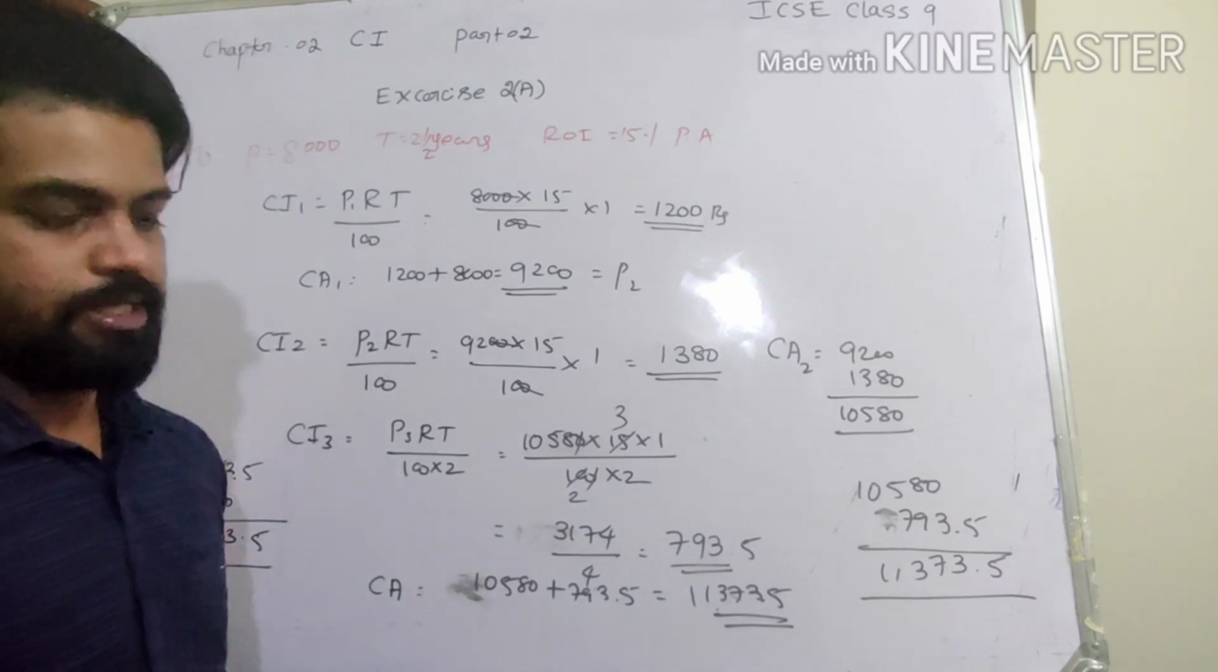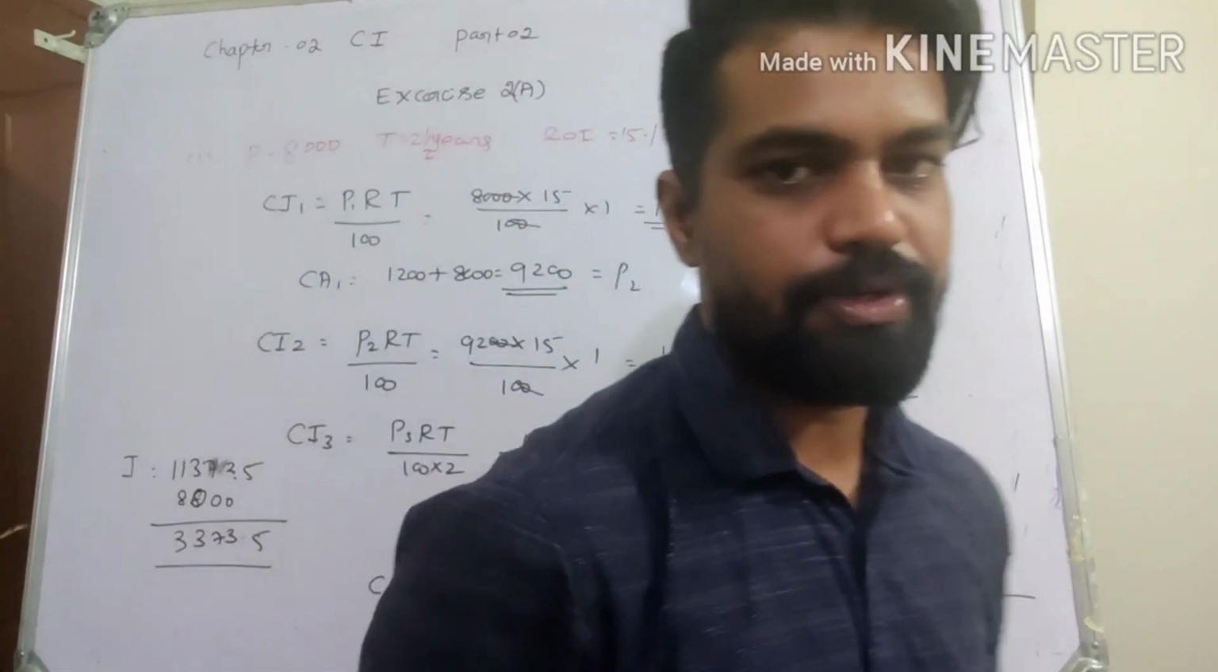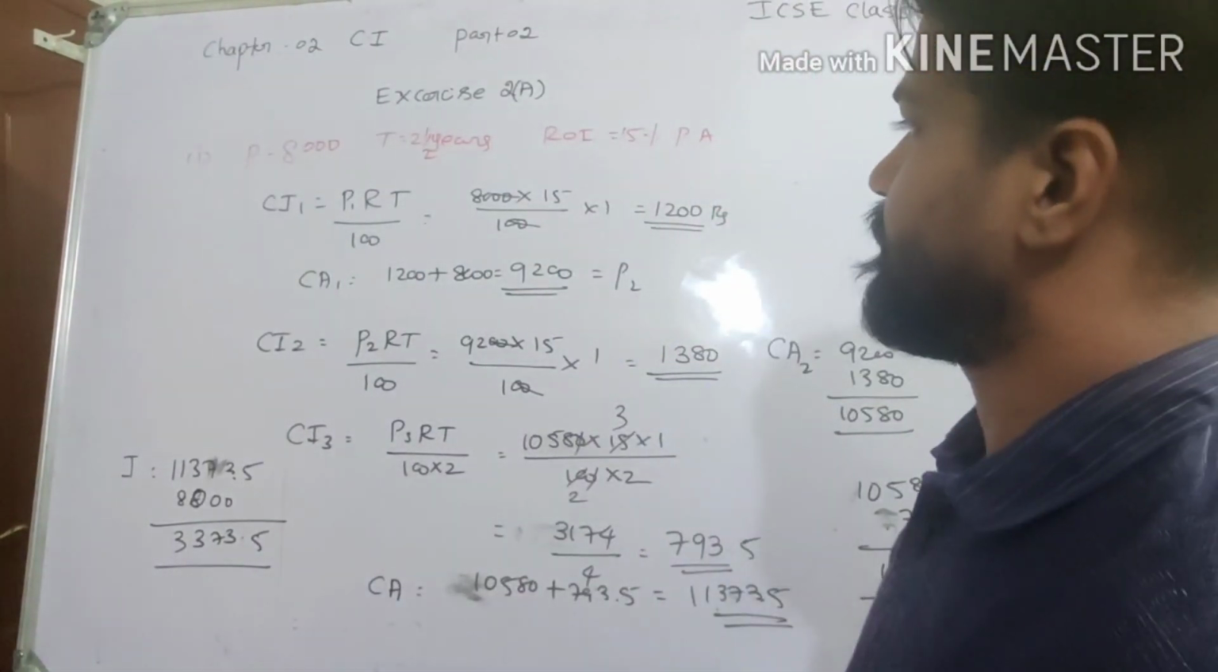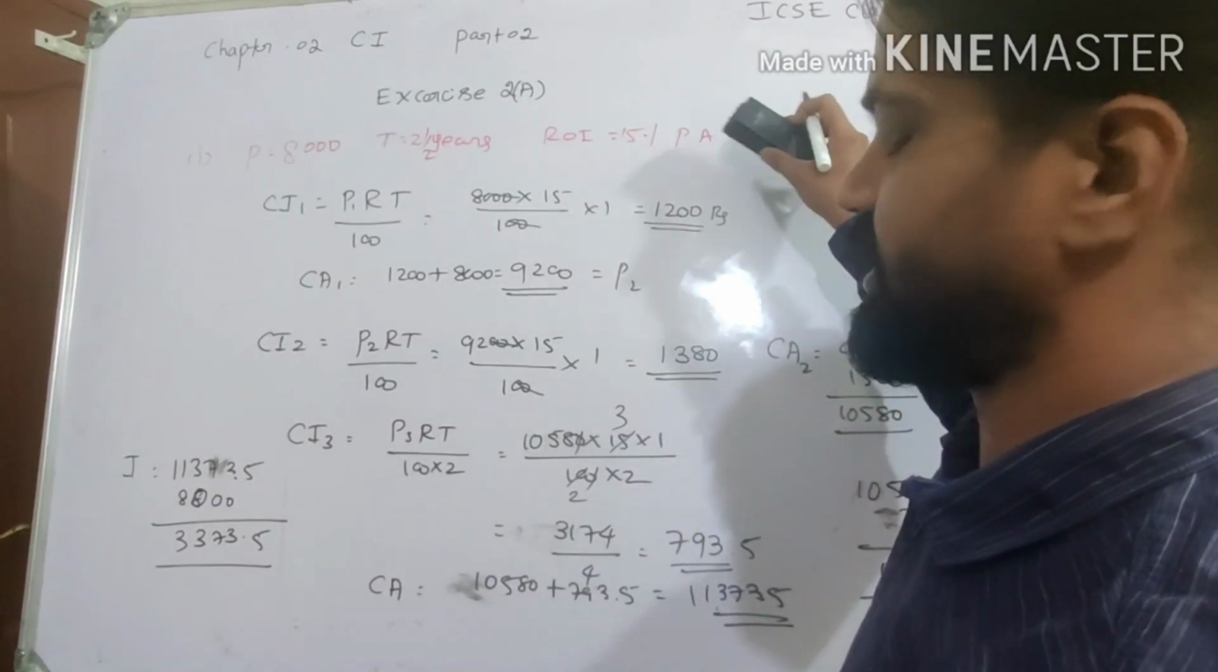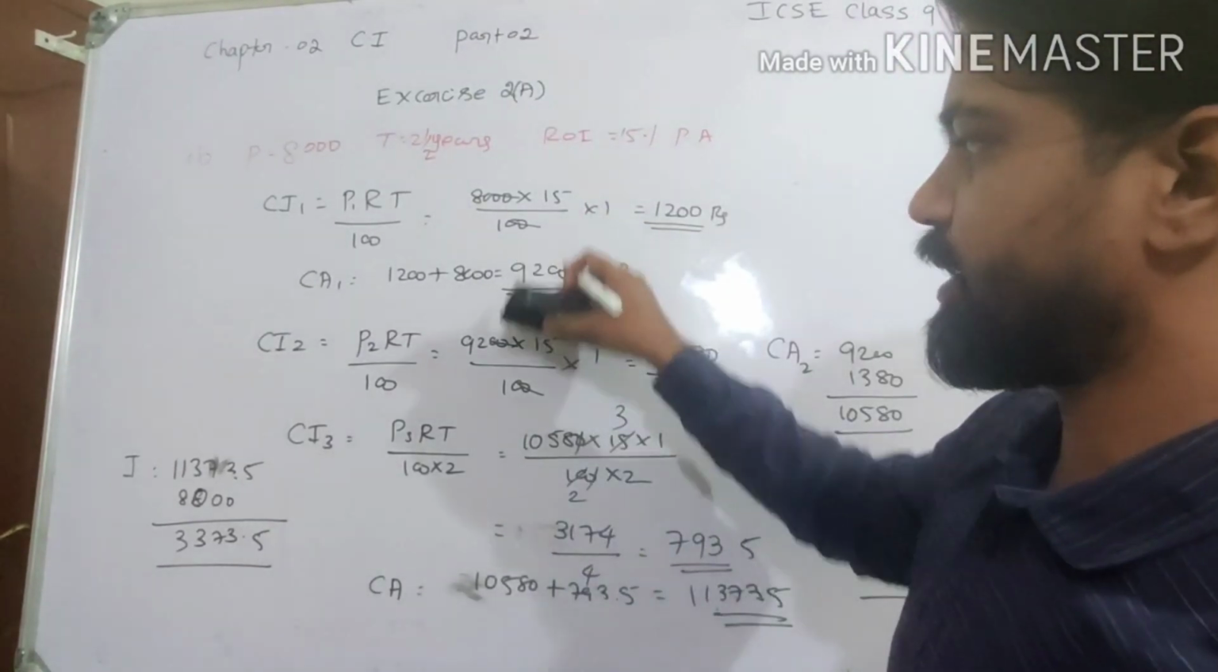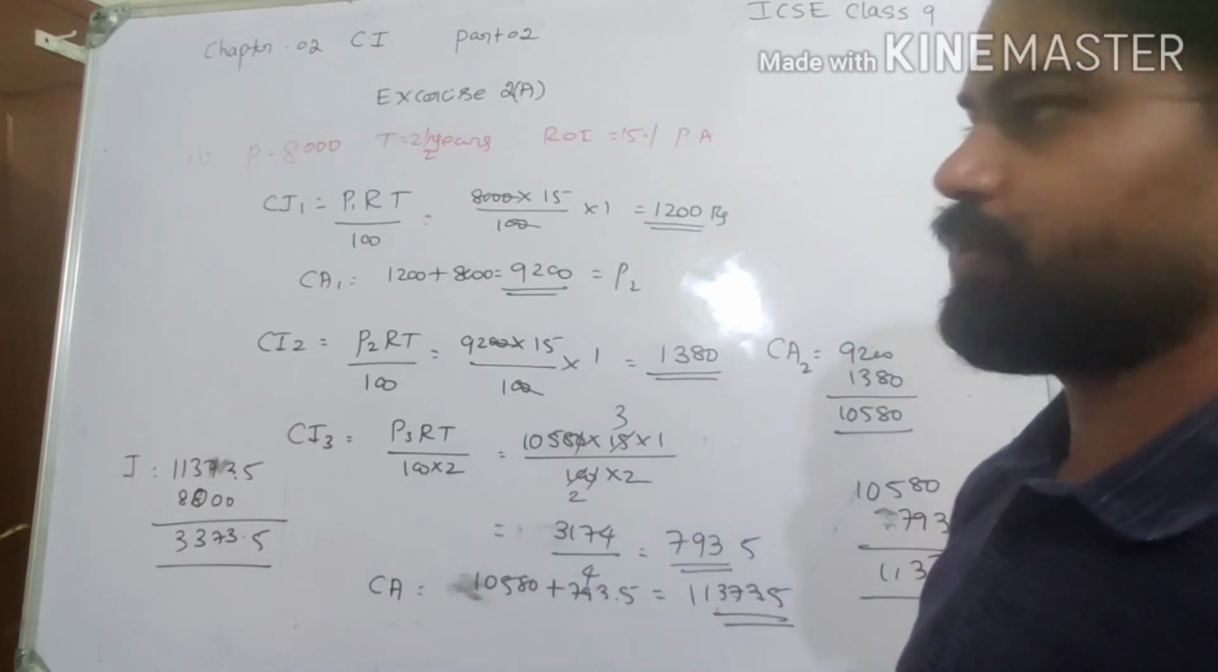So this is the answer for the second sub question of the second main question. It is the same as before, only the change is that half year is there. So we need to calculate for half year, so divide by 2. Okay.